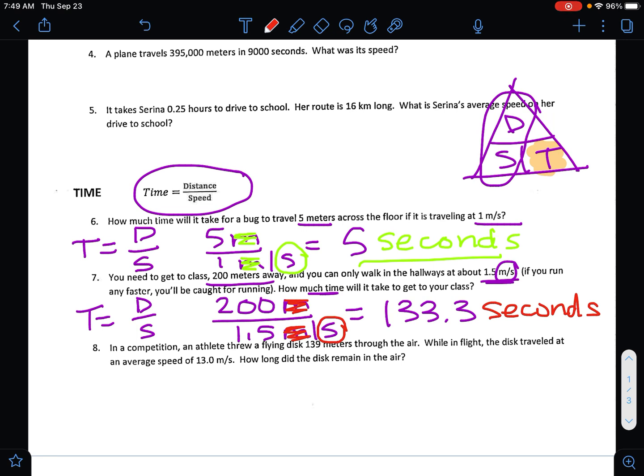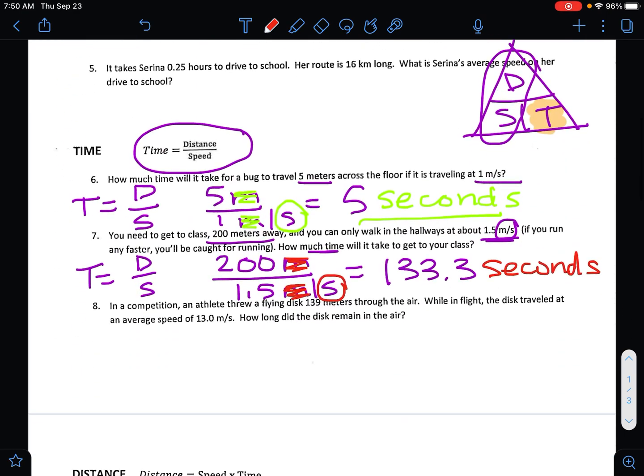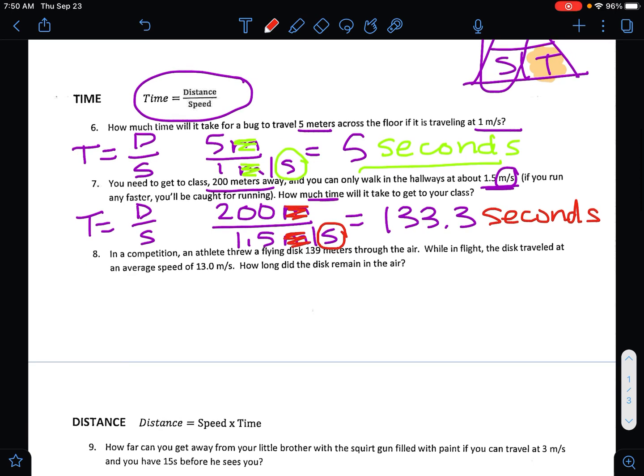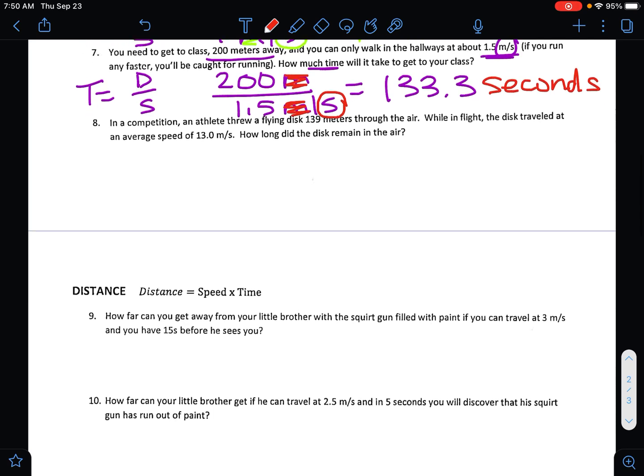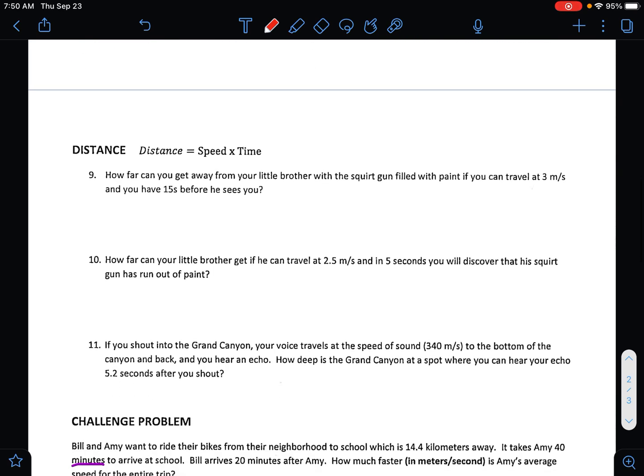So does that make sense? How long is it going to take me? It's going to take me 133.3 seconds to get to class, all right? So that is time. So do the exact same thing down there for that problem.